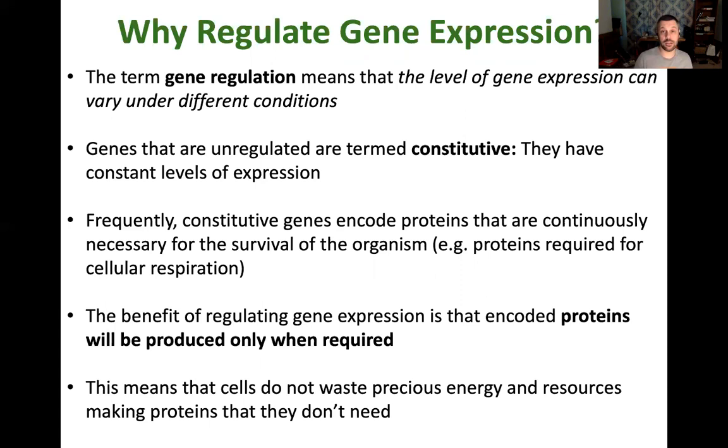In other words, genes where you require the gene product or the protein all the time. So one example might be a gene that's required for cellular respiration. So a gene that's important for your mitochondria to work properly, right? You need mitochondria in every cell working all of the time. So the kind of proteins that are involved in cellular respiration are constitutively expressed.